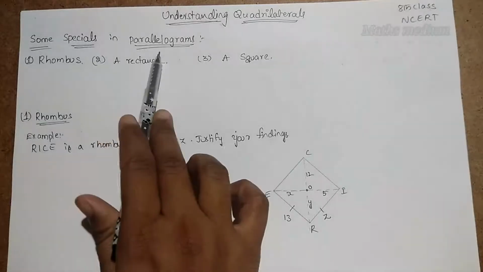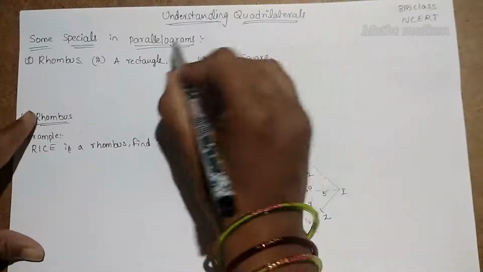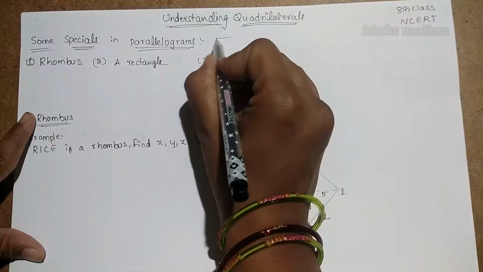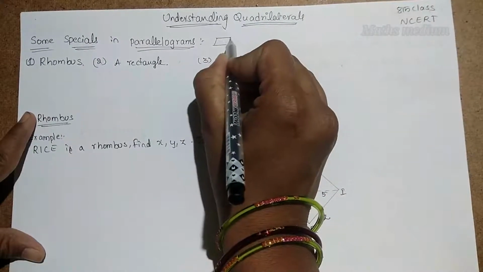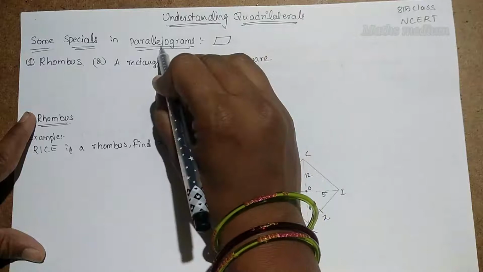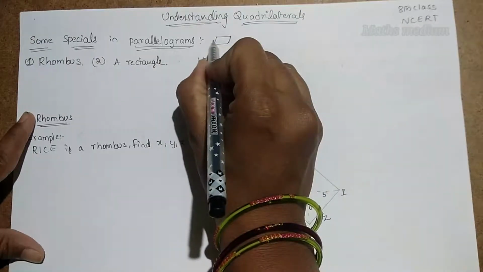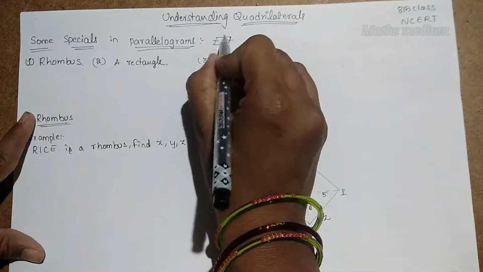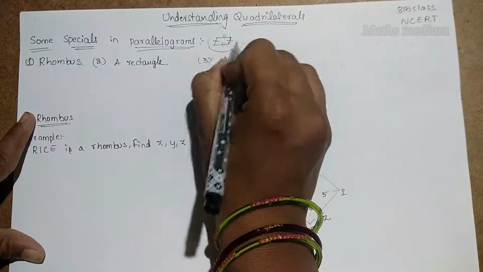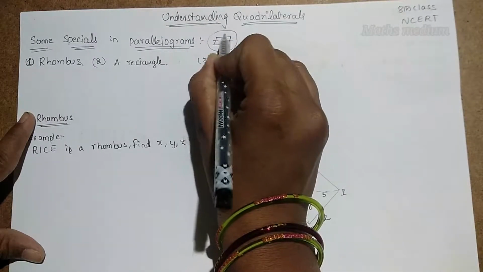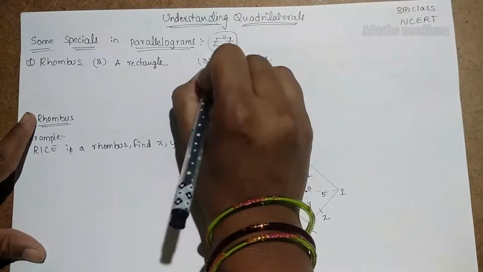Parallelogram, the name itself is telling, deals with parallel lines. Generally when we say parallelogram, we have a sketch in our mind. This is the sketch, where opposite sides are parallel to each other. So this is the parallelogram.